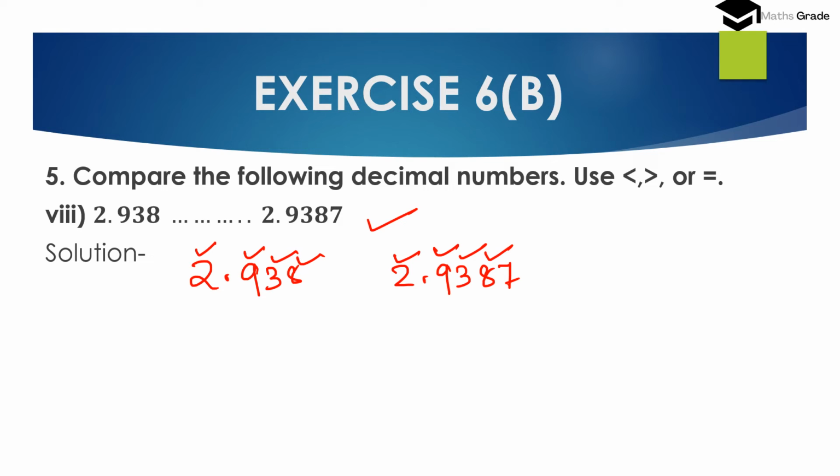In the 10,000 place it is 7, here there is no digit, so we have to place 0. Now we know 0 is less than 7. So 2.938 is less than 2.9387. So the decimal 2.9380 is less than 2.9387.